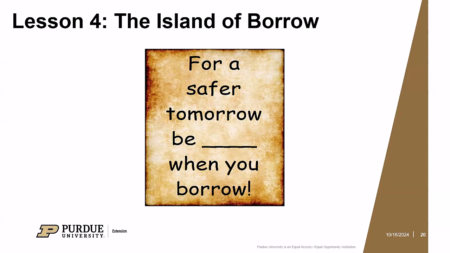So the message in the model, the message in the bottle: be for a safer tomorrow, be wise when you borrow. And actually, I just realized that we've got that backwards, because really the word safer should be the one that is blank. So I'll have to fix that. But anyway, in the curriculum, it's fixed. It's just here that it isn't.